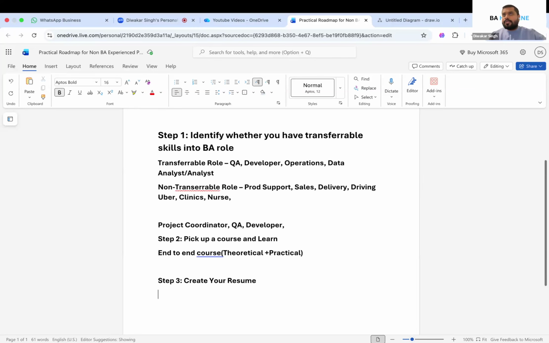So there is a way to tackle it. You can say that your designation is XYZ. Okay, it was an analyst or it was an executive. Again, I'm speaking for the transferable role. Okay, for non-transferable role, it would be very difficult. So for a transferable role, you can say your designation was a QA, but you were playing both the role of a QA and BA.